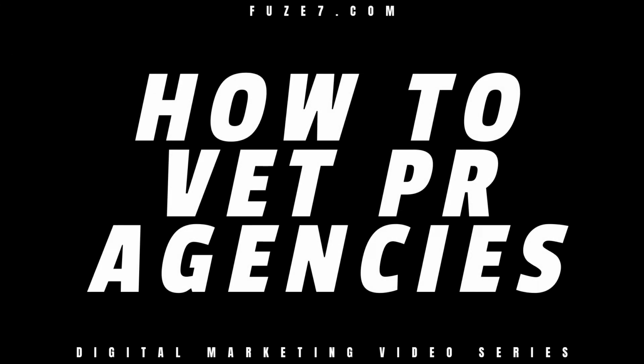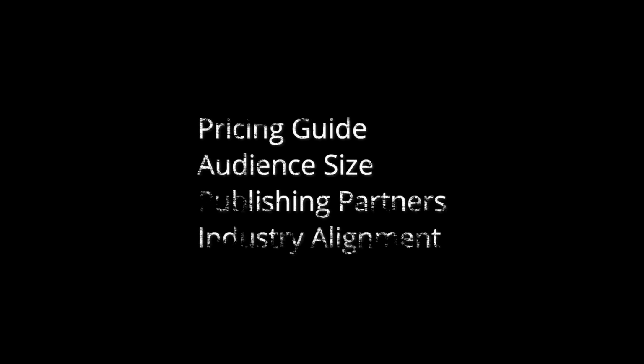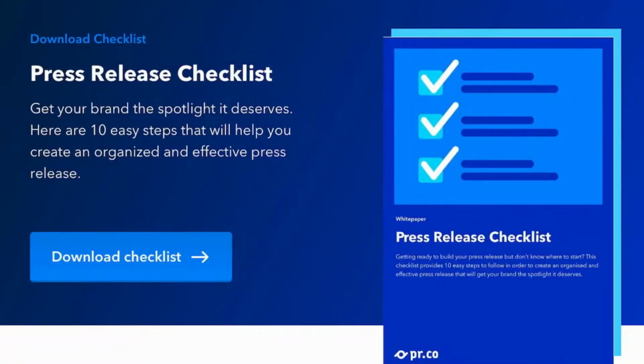A very common practice for PR outlets is to send over a media kit. These are absolutely essential for determining the best company to go with on the PR front. These media kits include pricing guides, anticipated audience sizes, publishing partners, and top industries the company works with. Make sure to ask for these kits from all parties you may work with.